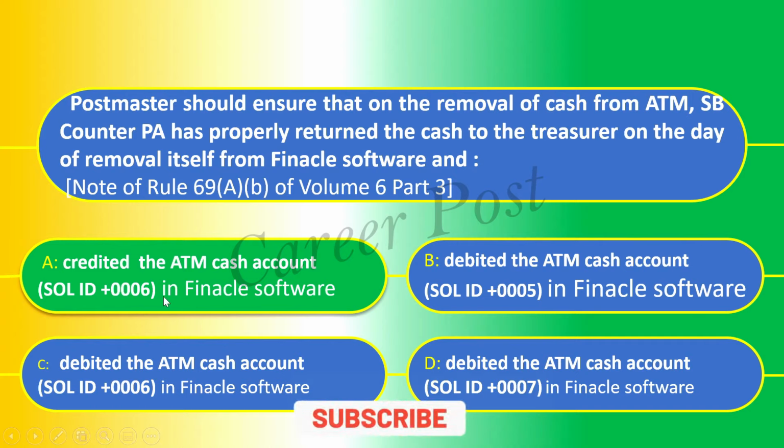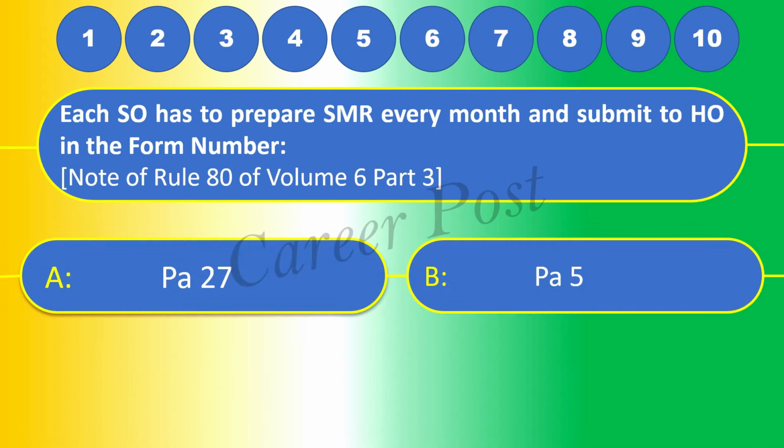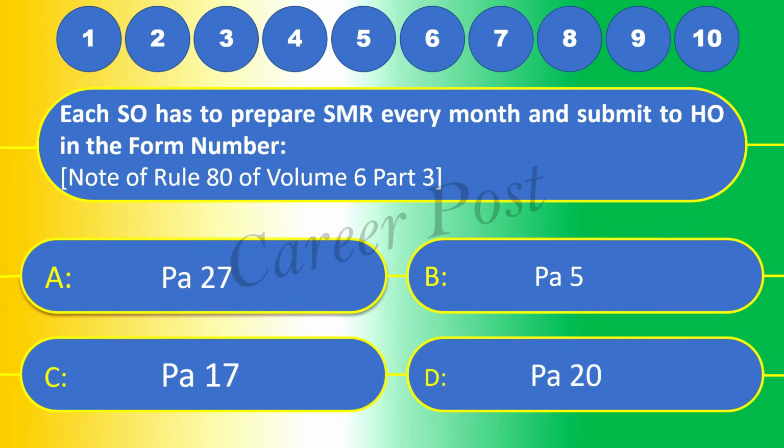Under SO ID 006 in Finacle software. Each SO has to prepare SMR every month and submit to HO in the form number. Rule 80 of volume 6 part 3: PA 27, PA 5, PA 17, PA 20. Your time starts now. Form numbers.